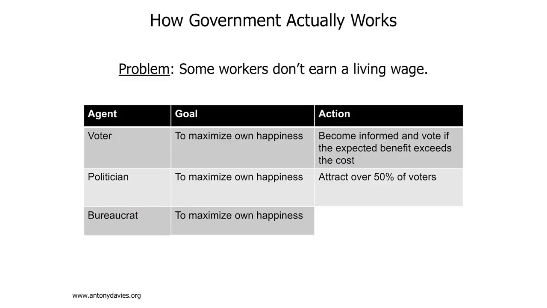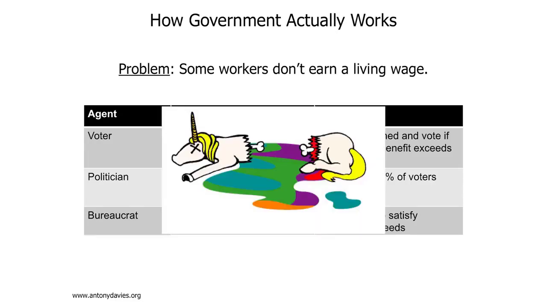Finally, we have the bureaucrats. The bureaucrats are human beings just like the rest. Their goal is to maximize their happiness. And how do they go about doing that? I will argue that the way the bureaucrats go about maximizing their happiness is by crafting their jobs to satisfy their needs. And what actually emerges is not the unicorns and rainbows that we imagine when we say the government should do this.